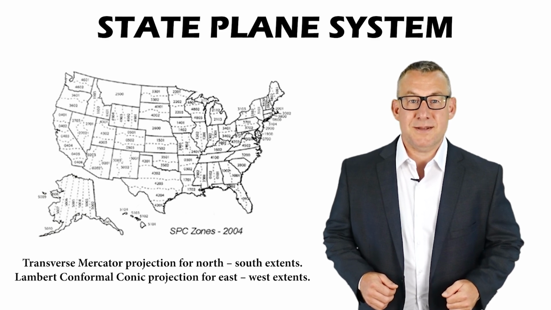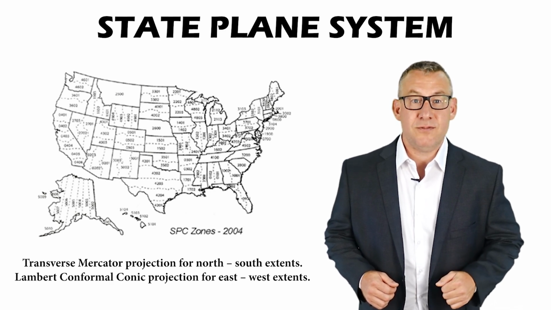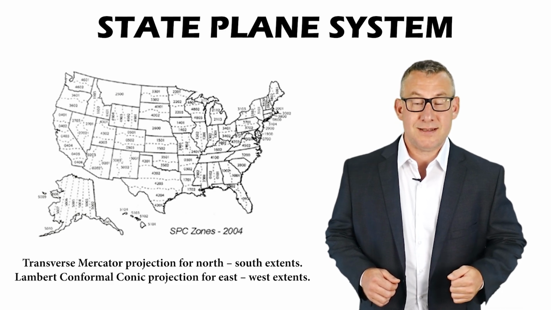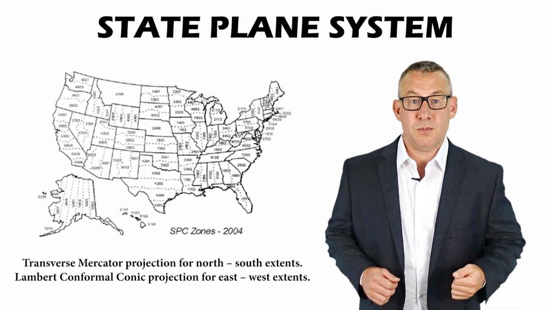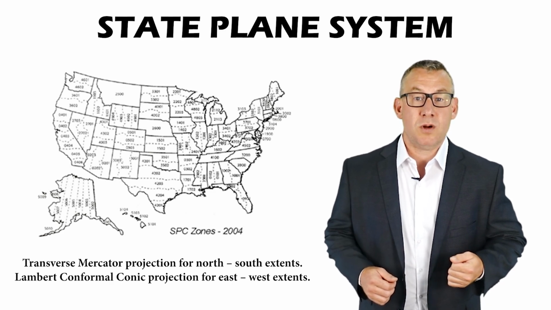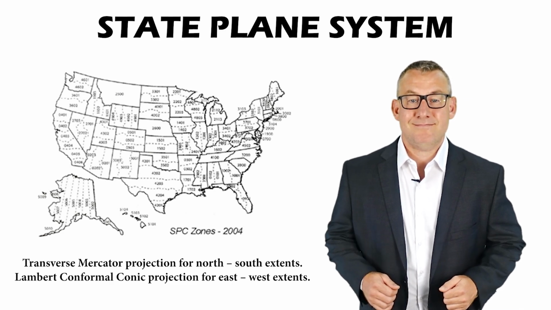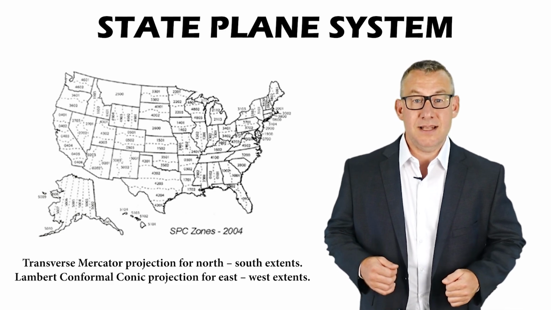The state plane system. The state plane system consists of 125 different plane coordinate systems for the United States. Each zone has a false northing and easting applied so that the coordinates are always positive values. The state plane system is based on the transverse Mercator projection for north to south extents and the Lambert conformal conic projection for east to west extents. The state plane system uses NAD27 and NAD83 datums.